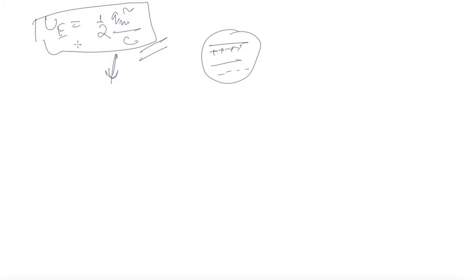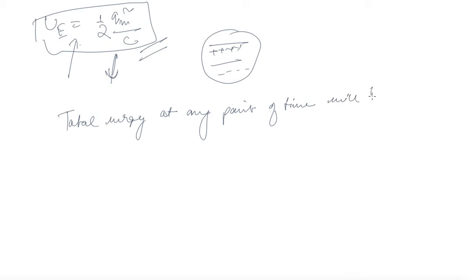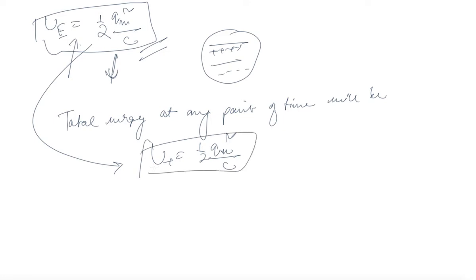So at the initial condition, the total energy was this. Therefore, at any point of time, the total energy U total is half qm whole square upon C. This is your total energy.